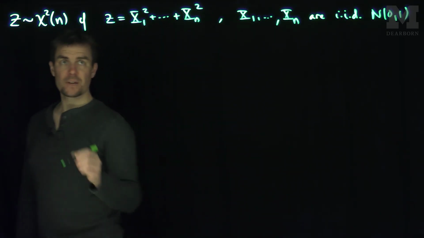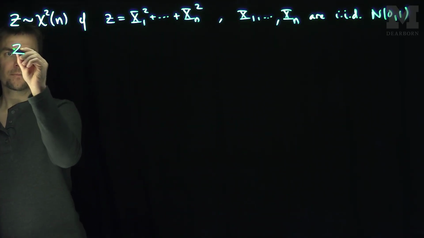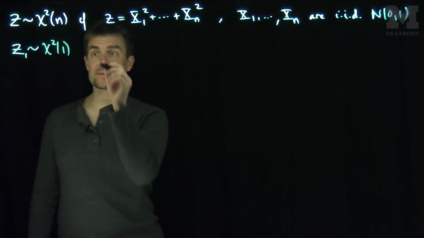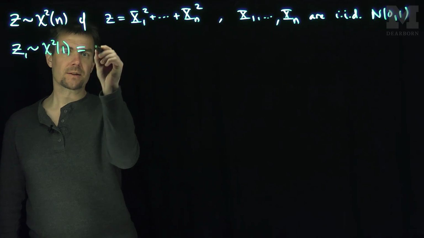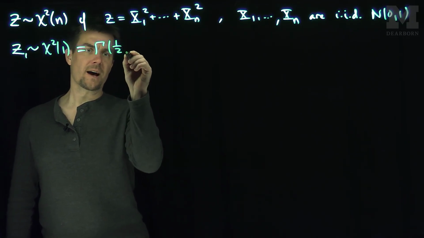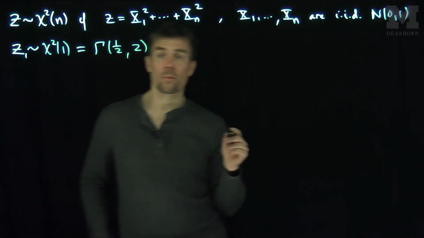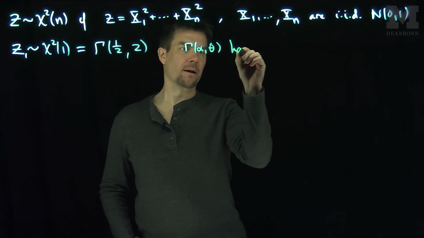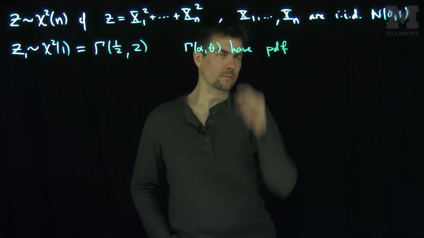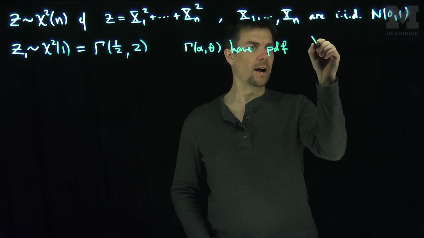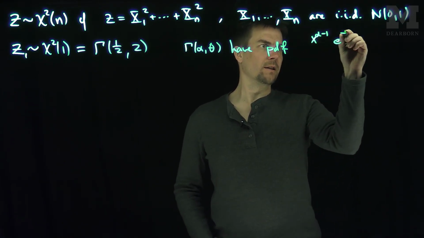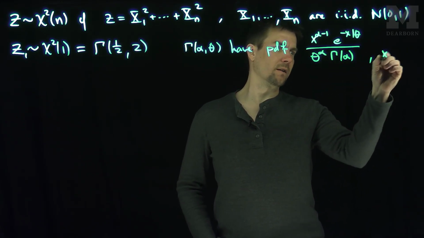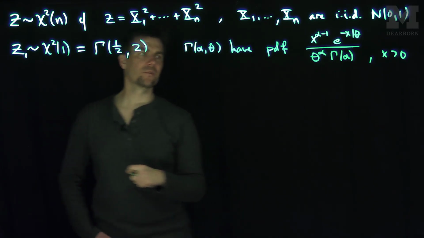Okay? And we saw previously that if Z1 was chi-squared 1, then this was exactly the same distribution as gamma of 1/2 comma 2. Remember what gamma random variables are. Gamma random variables with parameters alpha and theta have PDF x to the alpha minus 1, e to the negative x over theta, over theta to the alpha times gamma of alpha, and this of course is valid if x is greater than 0. So those are our gamma random variables.